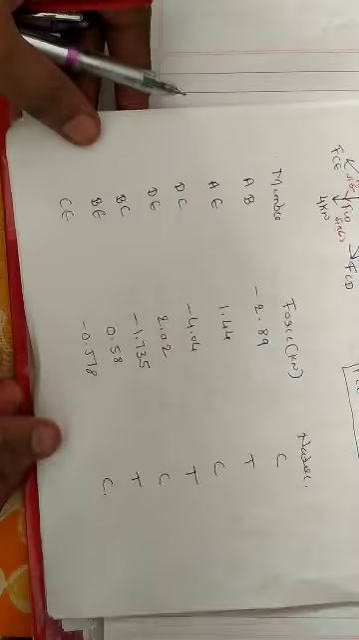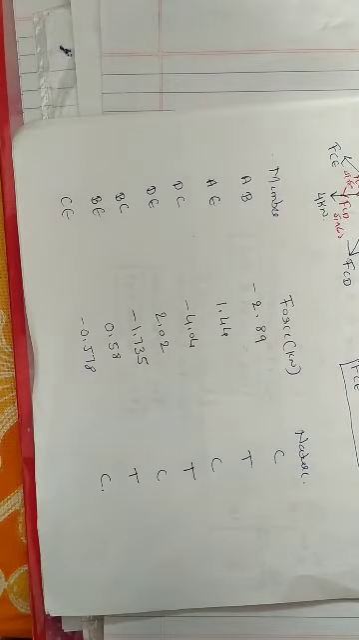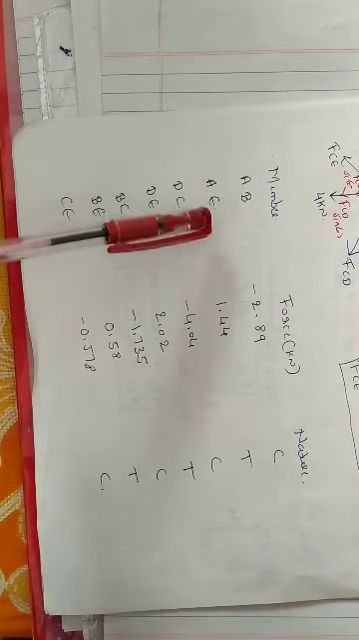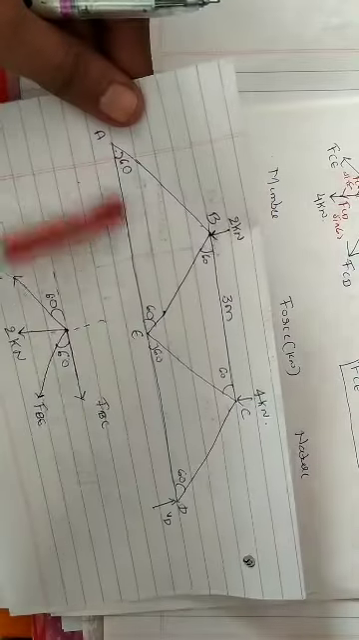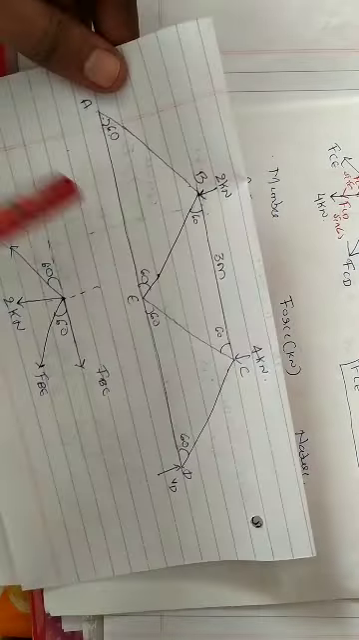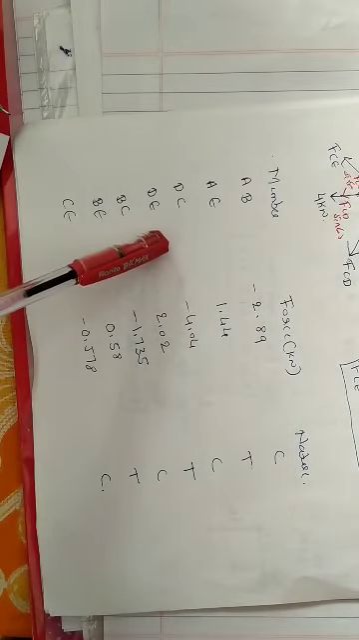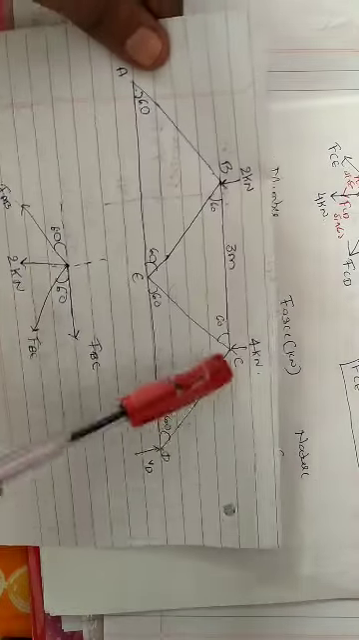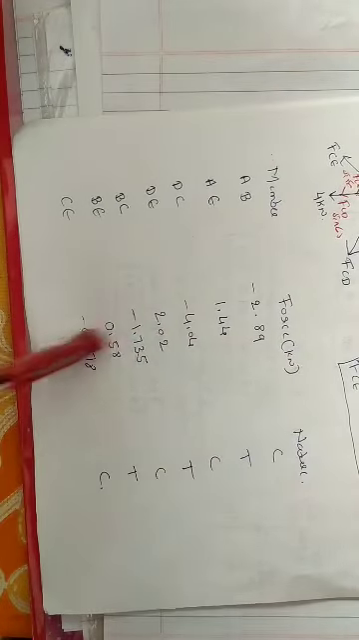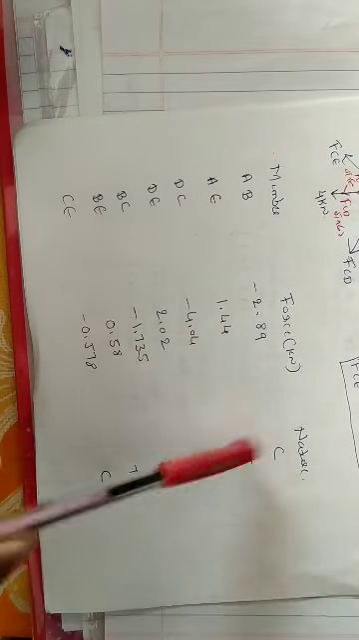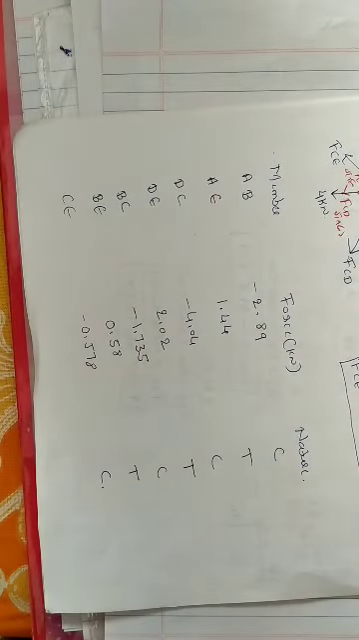After that, we'll prepare a table like this. These indicate members, this is force, this is nature. AB, AE, DC, DE, BC, BE, and CE. We'll write the values. If the sign is negative, we'll write compression. If the sign is positive, we will write tension. This completes the problem.